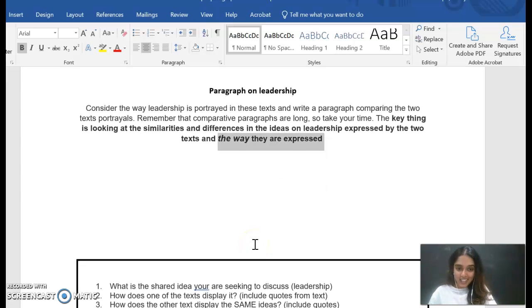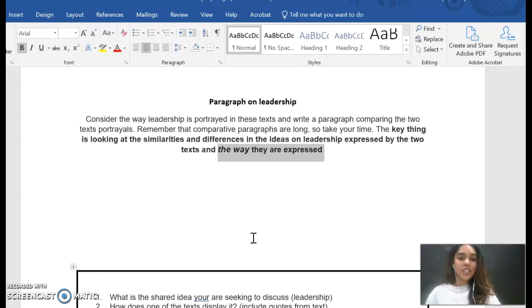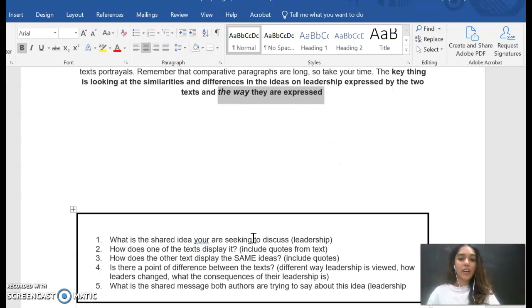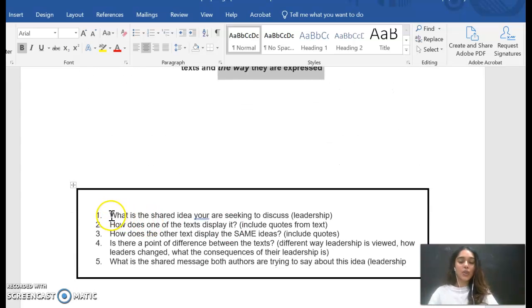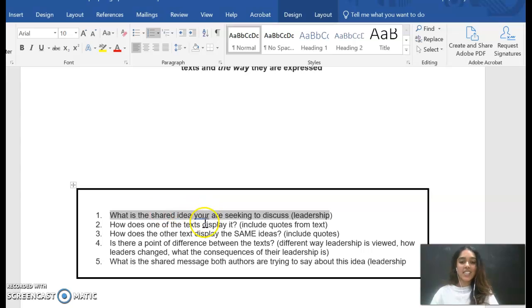That's the task. In terms of the general structure for a paragraph, essentially you want your first sentence to be a topic sentence. So it is a shared idea presented in the two texts. And then essentially you just talk about the first text and then compare it to the second text.